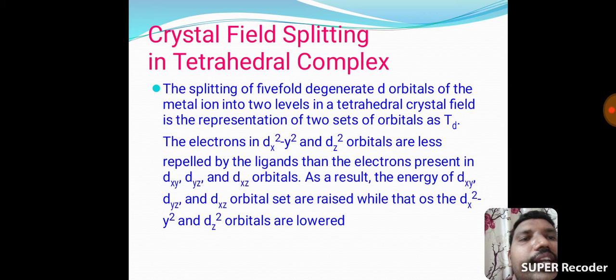The electrons in dx²-y² and dz² orbitals are less repelled by the ligand than the electrons present in dxy, dyz and dxz orbitals. As a result, the energy of the dxy, dyz and dxz orbital set rises, that means t2g is excited in tetrahedral geometry, while dx²-y² and dz² orbitals are lower. This is the opposite phenomenon to octahedral complex.